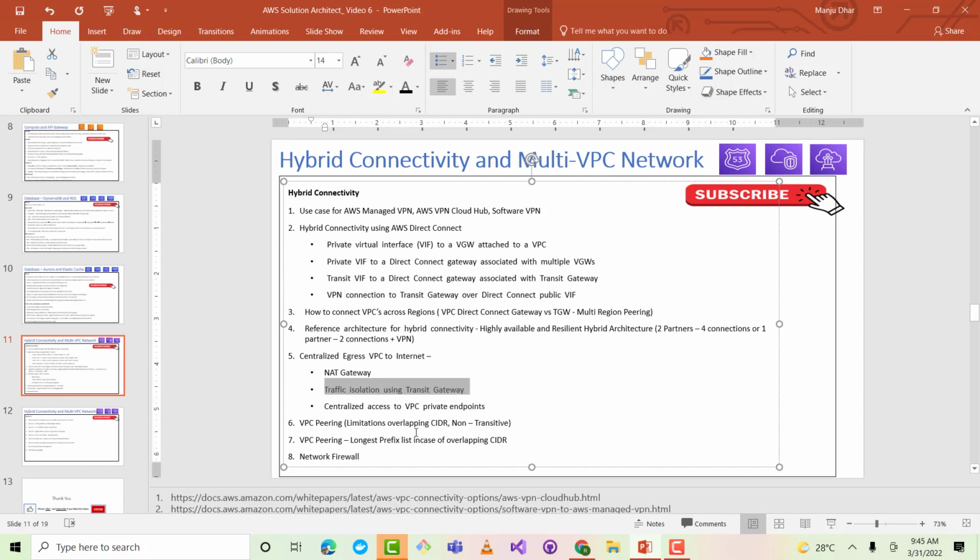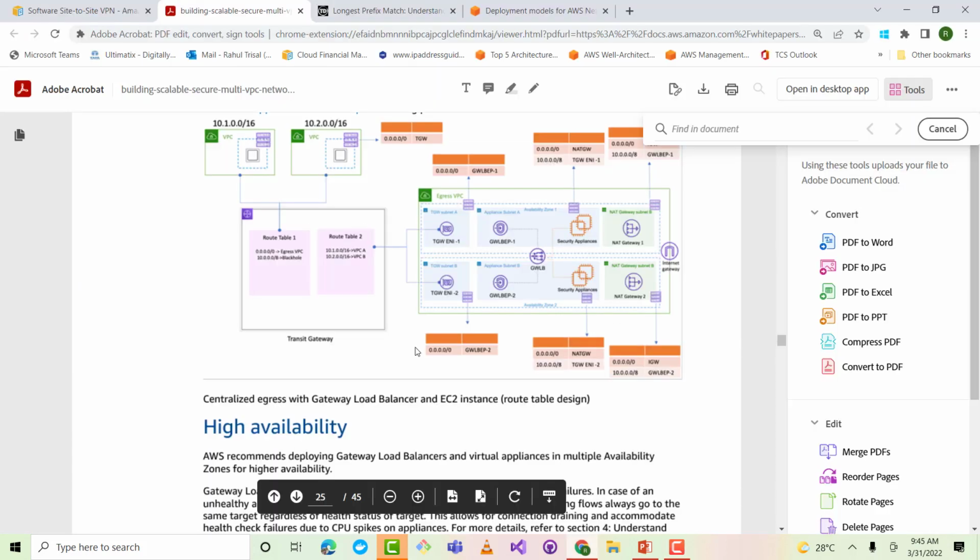Okay, the second one is traffic isolation using transit gateway. There are two ways of doing it. Either you have some third-party AWS partner appliances, or you can also do it through the Network Firewall. This is the diagram. You can see here centralized egress with Gateway Load Balancer and EC2 instance.